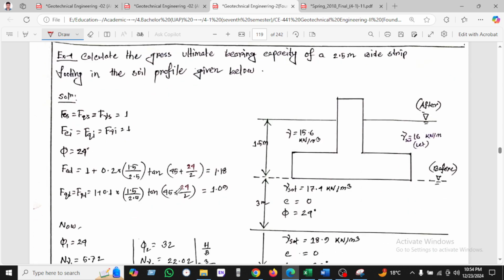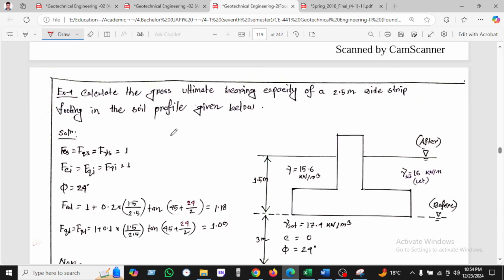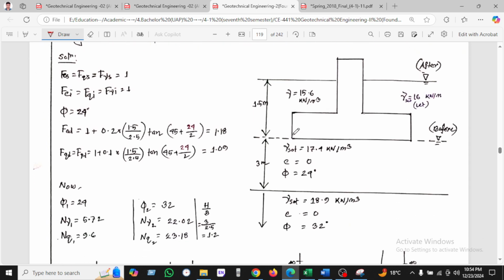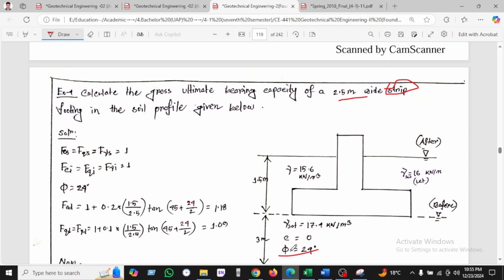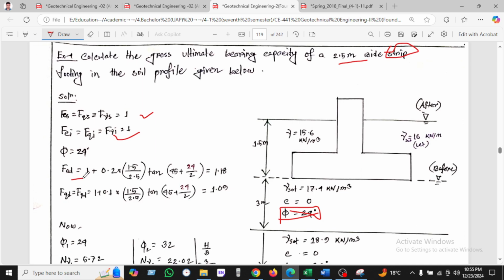392.3. And we can see another example: calculate the gross ultimate bearing capacity of a 2.5 meter wide strip footing. This is the strip footing, and the soil profile is given here. You can see phi equal to 25 and another phi equal to 32. So when phi equal to 25, we can use the shape factor, inclination factor, and depth factor, and find all of these with respect to phi equal to 25. So we can find this.